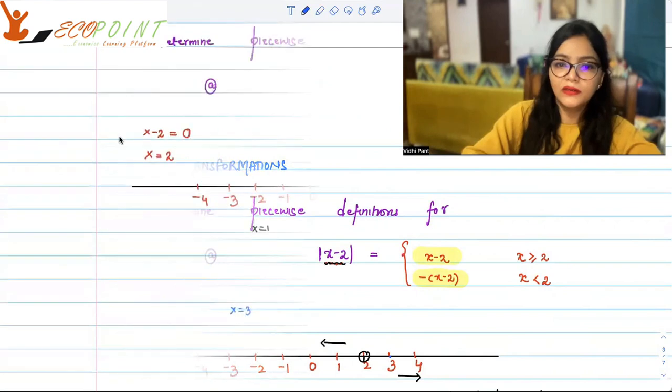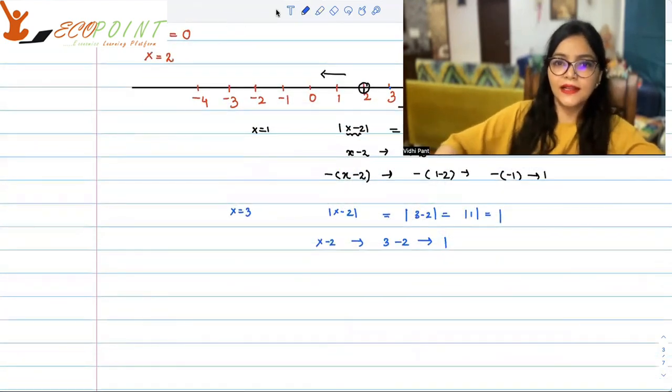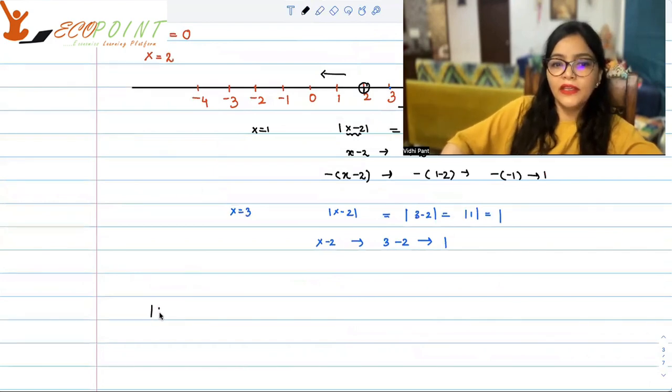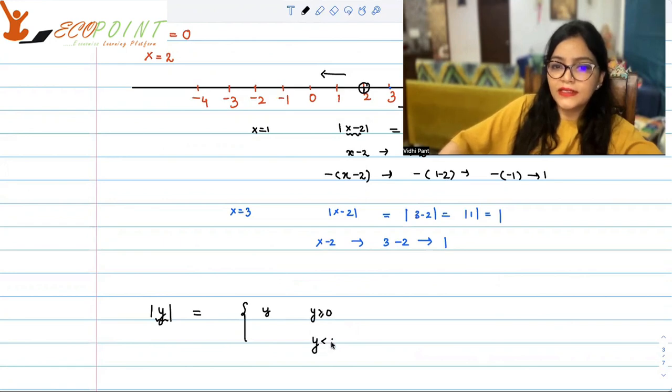Always remember, this analysis that I've just given to you means if you have anything within these two bars that is modulus, anything it could be, when whatever is inside is greater than or equal to 0, the same thing comes out. When it is less than 0, negative of it comes out.